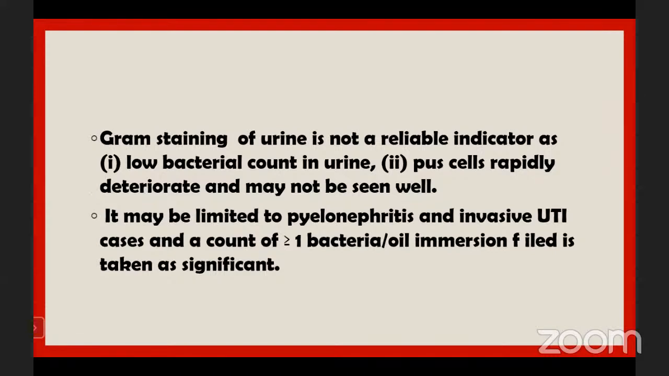Next one is gram staining of urine. It is not a reliable indicator because of the low bacterial count in urine, and pus cells will rapidly deteriorate and may not be seen well. It may be limited to pyelonephritis and invasive urinary tract infection cases, and a count of greater than 1 bacterium per oil immersion field is taken as significant.